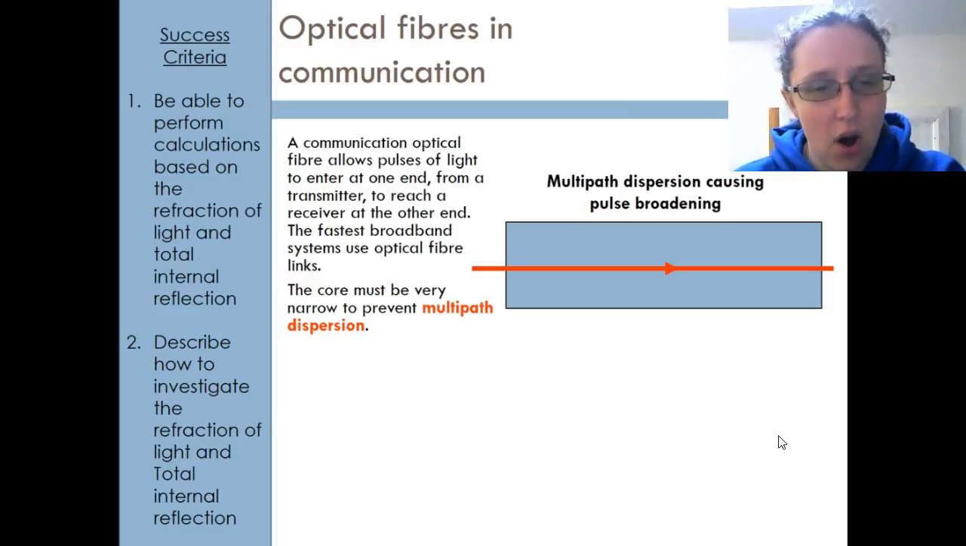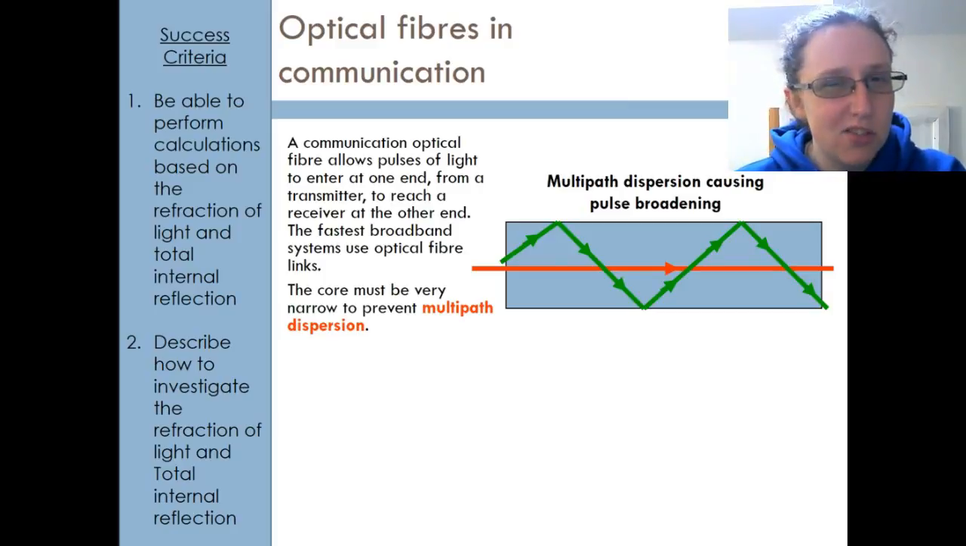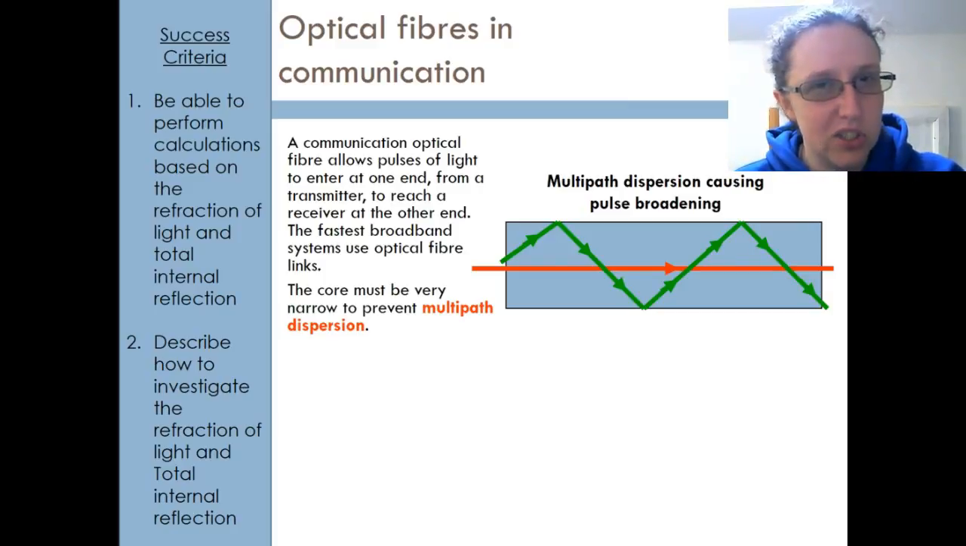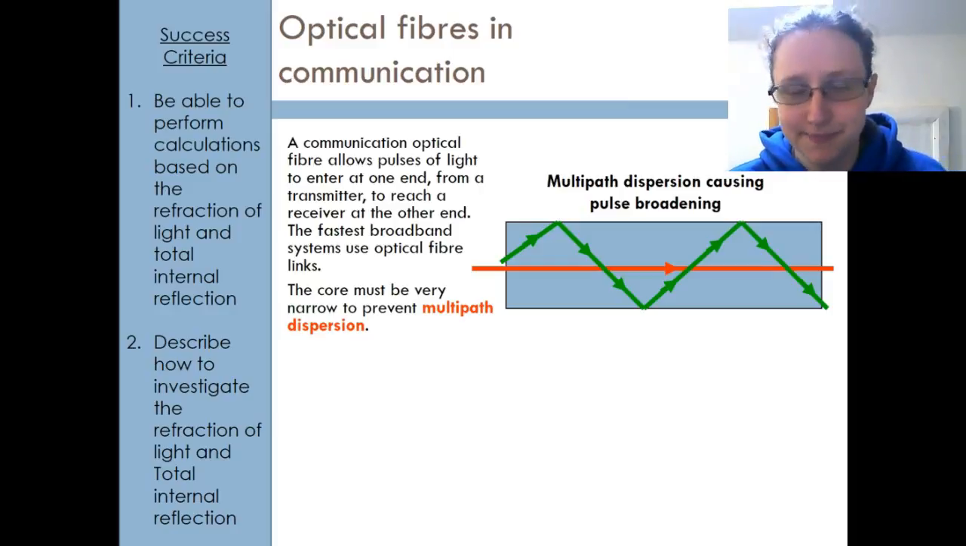So for instance, I've got the red line there, which is where it just goes straight along it. Then we've got the green line where it's, say, travelling just above the critical angle. So it's only just staying in. So those are your two extremes.